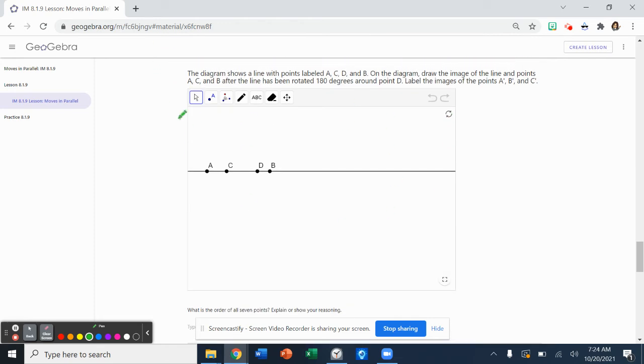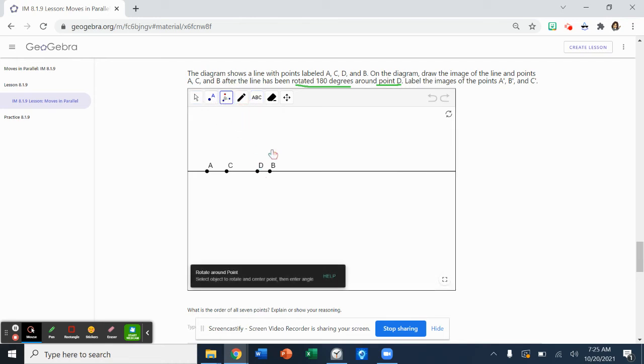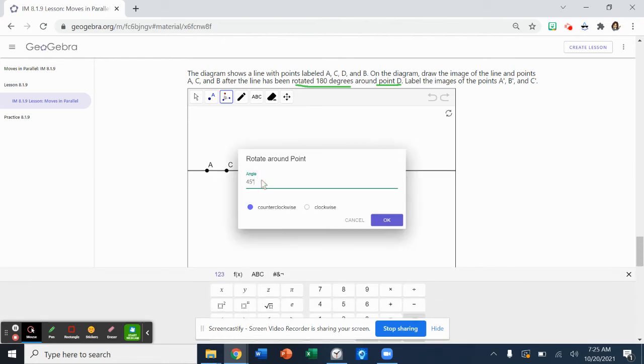And then we're going to practice rotating some points. So it says the diagram shows a line with points labeled A, C, D, and B. On the diagram, draw the images of the line and the points A, C, and B after the line has been rotated 180 degrees around point D, and you can label the images of the points A prime, B prime, and C prime. So we want to do a rotation 180 degrees around point D. The only thing about this that's tricky is that we need to label the points. So this is the rotation, 180 degrees.